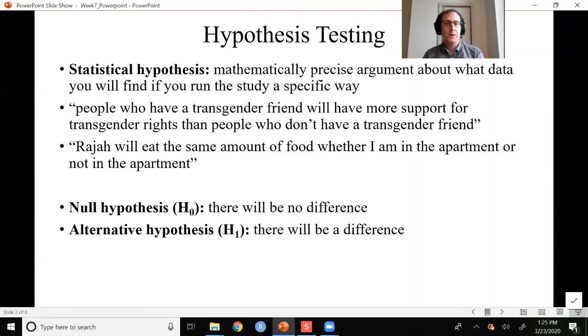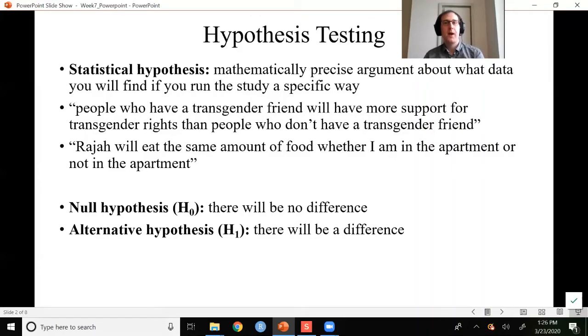Then let's look at the second example here. For whether Raja will eat the same amount of food, this is saying that it's the same amount whether or not I'm in the apartment. So this is an example of a null hypothesis. Let's imagine we wanted to turn that into an alternative hypothesis. We might want to say that Raja will eat more food when I am not in the apartment as compared to when I am in the apartment. So that's one example of an alternative hypothesis.